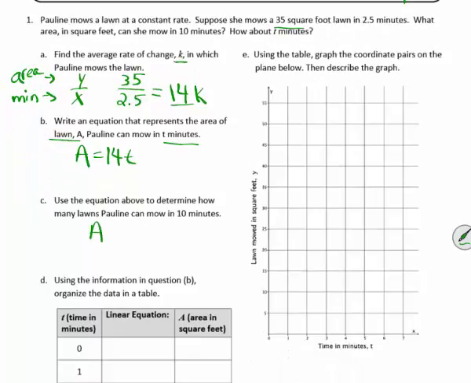Use the equation above to determine how many lawns she can mow in 10 minutes. Well, that means I have to put in 14 times 10. It's not how many lawns, it's the area of lawn, but she can mow 140 square feet.